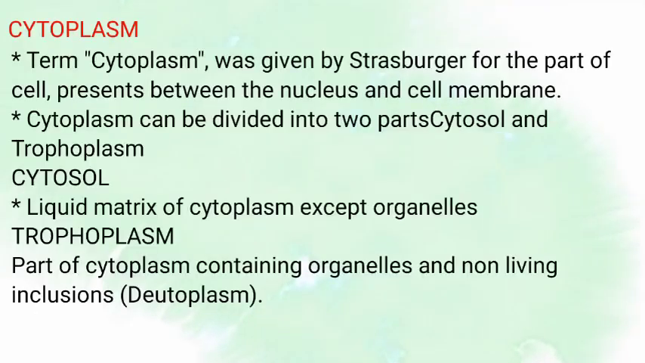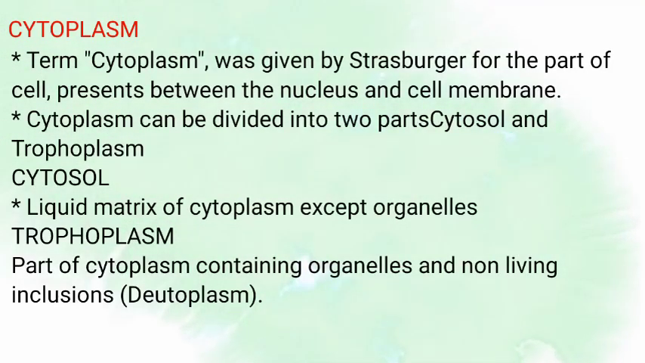Cytoplasm. The term cytoplasm was given by the scientist Strasburger. Cytoplasm is the part of the cell present between the nucleus and the cell membrane. Cytoplasm can be divided into two parts: cytosol and trophoplasm. Cytosol is the liquid matrix of cytoplasm except cell organelles. The part of cytoplasm containing organelles is called trophoplasm. Trophoplasm is also called deutoplasm.